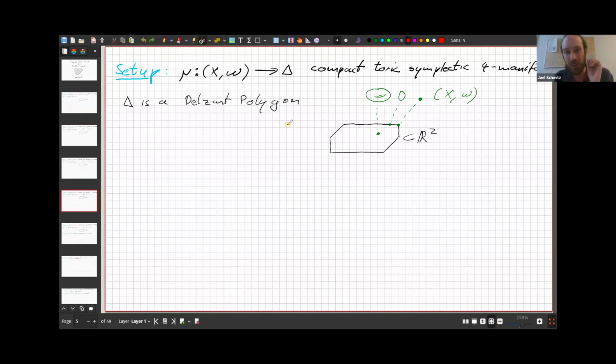The nice thing about toric symplectic manifolds is Delzant's theorem, which tells us that the Delzant polygon is enough to determine the symplectic manifold (X, ω) and the fibration μ up to some equivalence. This is nice because we can study symplectic manifolds by just studying these Delzant polygons, which are subsets of R².